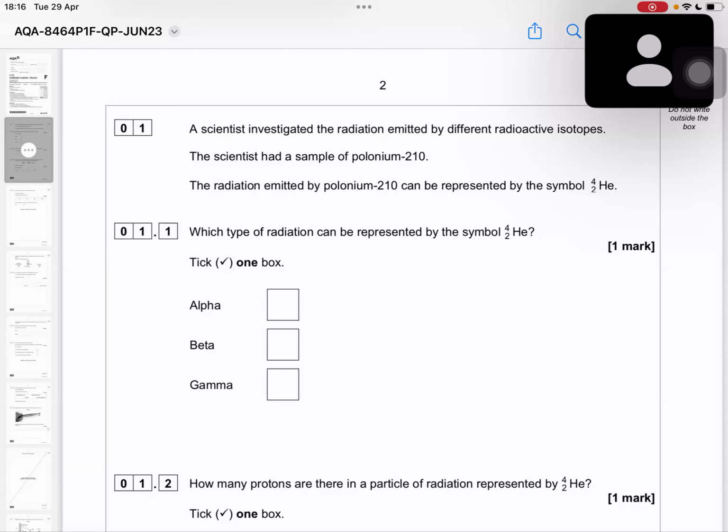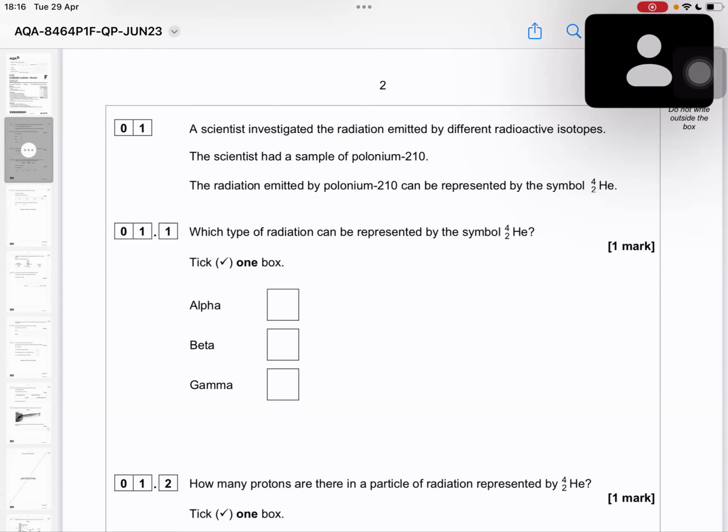Okay. So let's see. The first question here says, a scientist investigated the radiation emitted by different radioactive isotopes. Remember, isotopes are different versions of the same element, right? And when you have the same element that has the same atomic number, but a different atomic mass, remember, that's what an isotope is.